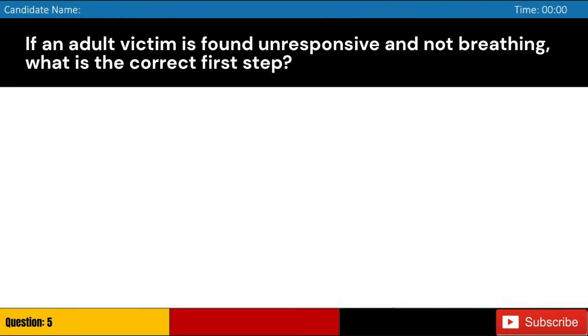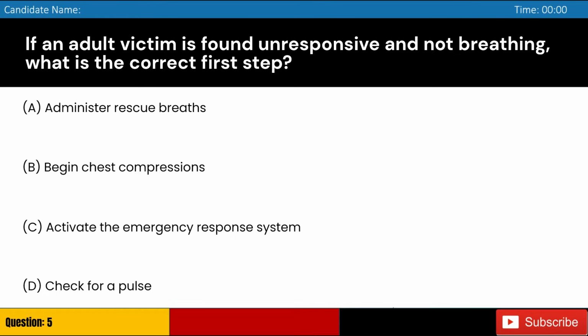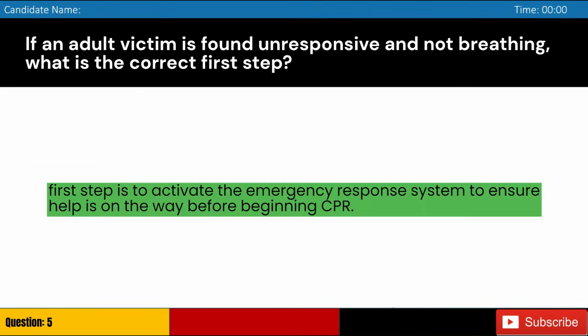If an adult victim is found unresponsive and not breathing, what is the correct first step? A. Administer rescue breaths. B. Begin chest compressions. C. Activate the emergency response system. D. Check for a pulse. Answer: C. First step is to activate the emergency response system to ensure help is on the way before beginning CPR.